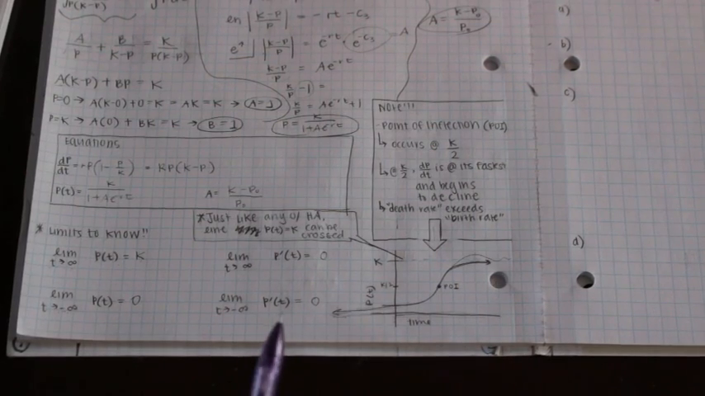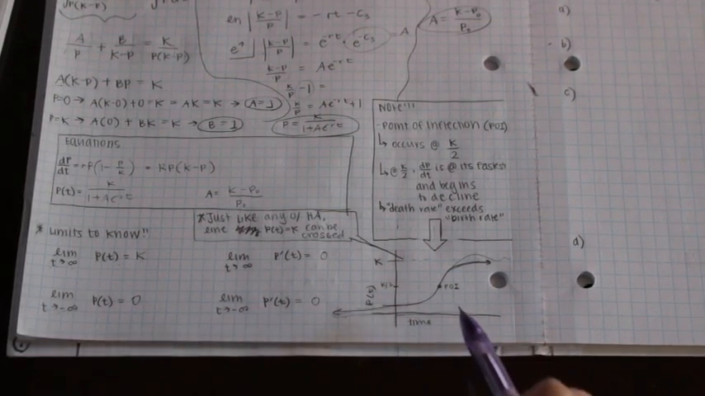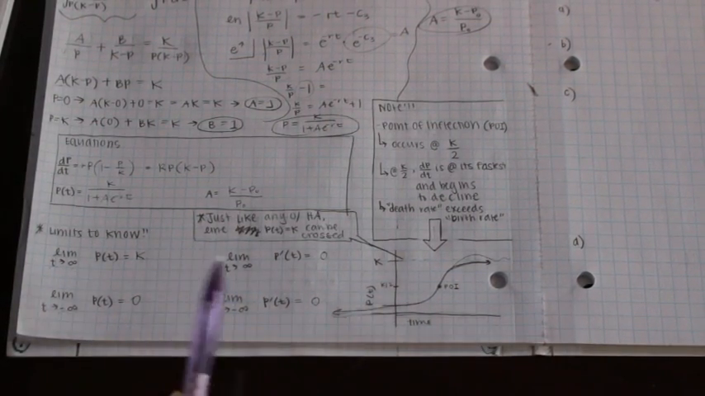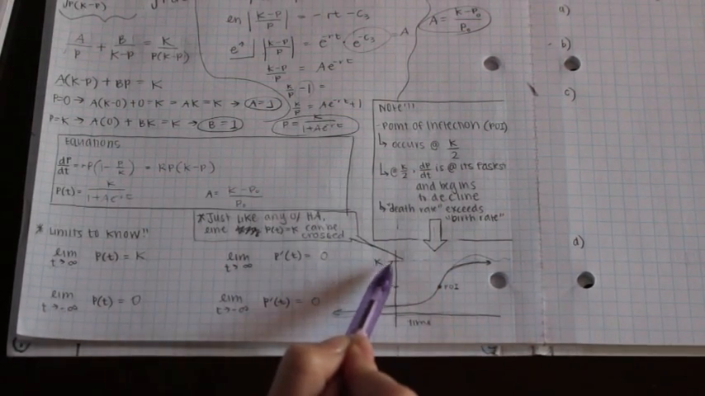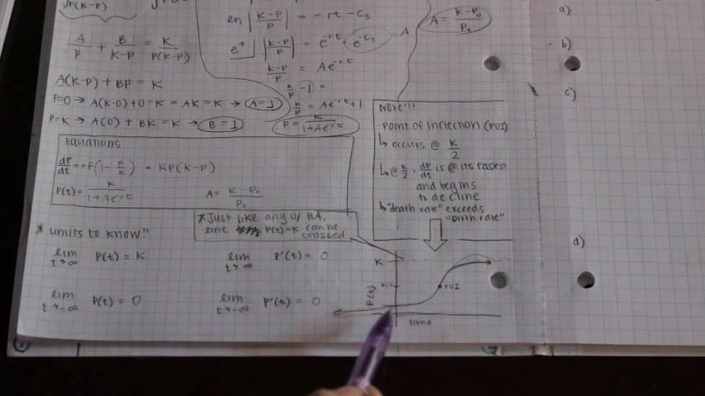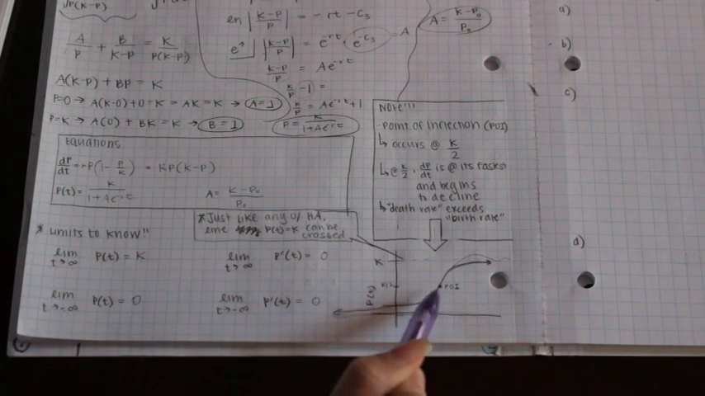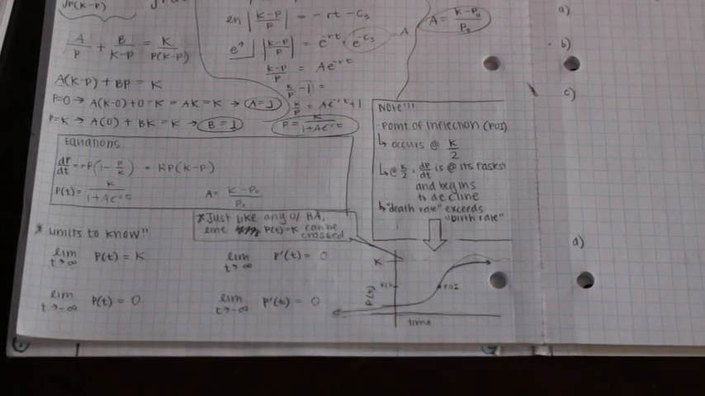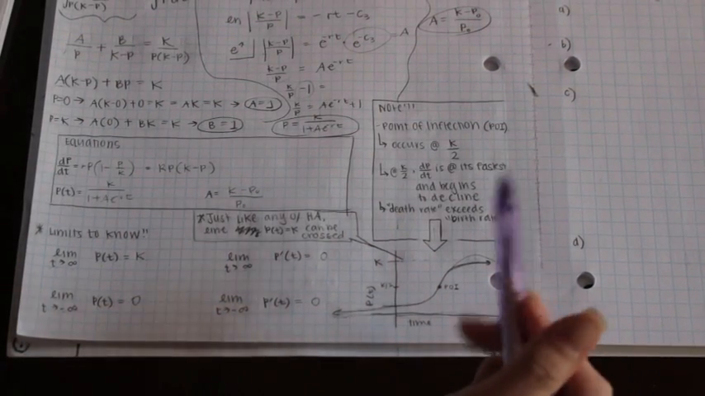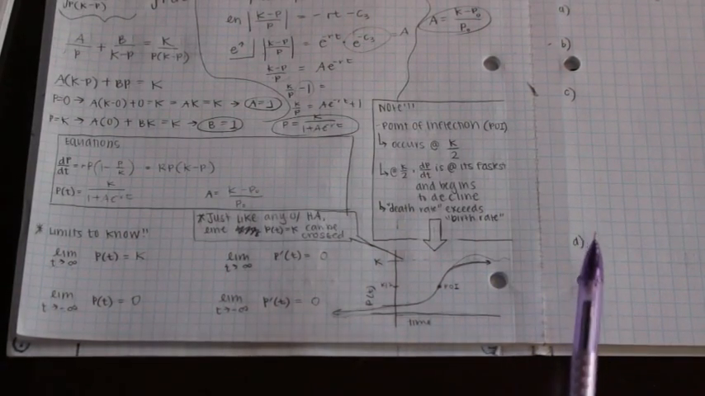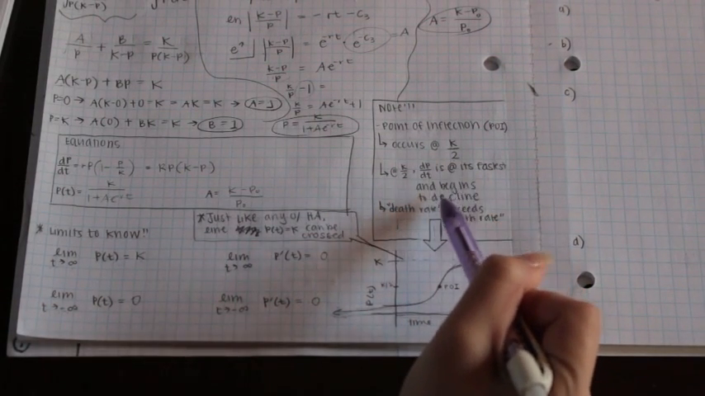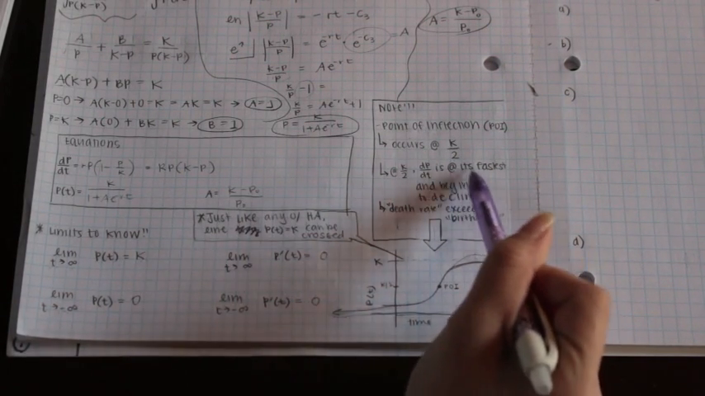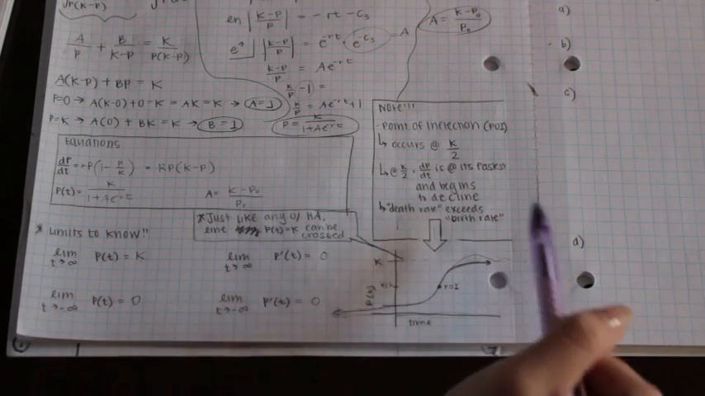Also note that the point of inflection of a logistic growth function is going to be at k over 2. So if your k value is 200, your point of inflection will be at wherever p of t is equal to 100. And this will be where, if you're thinking conceptually about it, your dp dt is going to be growing at its fastest, and it will begin to decline.